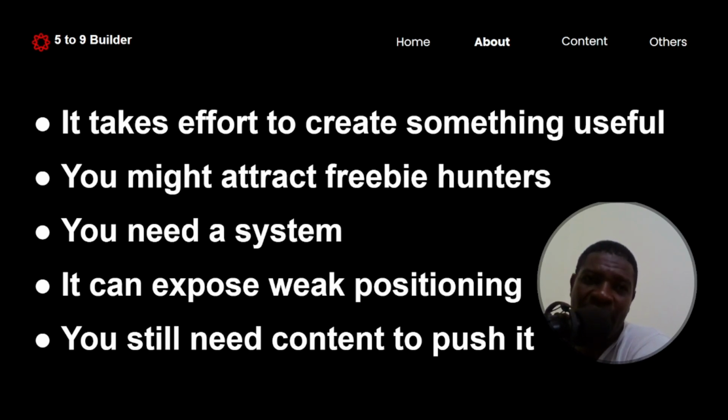You have to sit down, crack your brains, do a lot of research, or probably go deeper within the niche or your target audience's pain point, and then pick out something and make it a lead magnet, or create a lead magnet out of it.